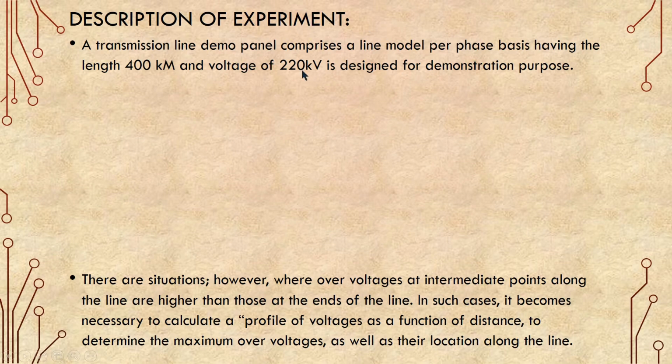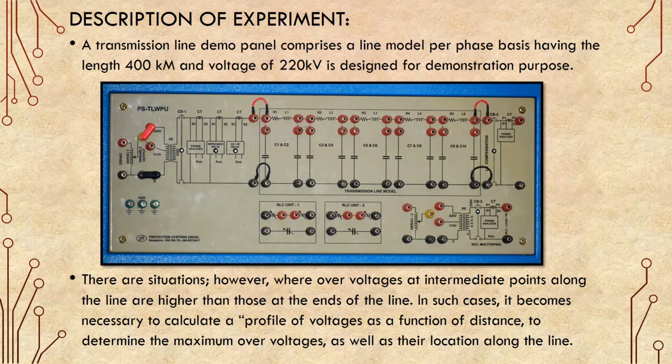So how do we get 400 km inside a laboratory? There is a demo panel. Let's see inside the panel what apparatus or parameters are there. You can see here, this is the 400 km transmission line: this is an 80 km transmission line, this is another 80 km transmission line, this is another 80 km transmission line, this is another 80 km transmission line.